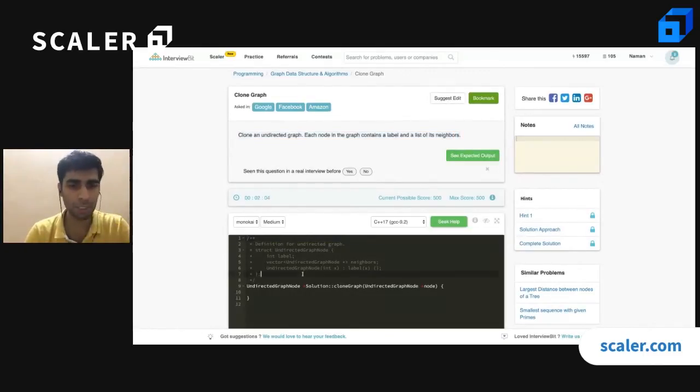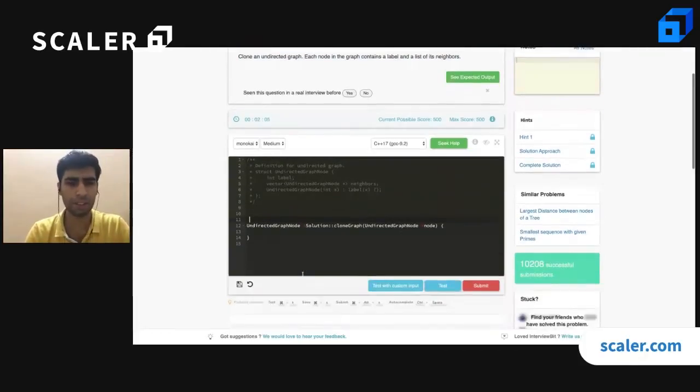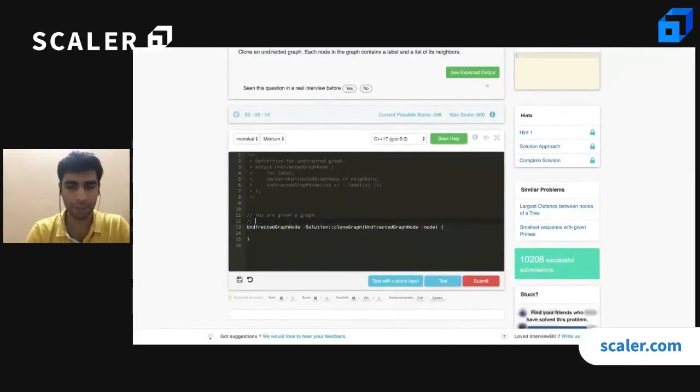What exactly the problem is that you are given a graph, and you have to clone it and make a copy of it. Make an exact copy of it using new nodes. So basically, suppose a graph has V nodes. As you all know, a graph is nothing but a collection of vertices and edges, right? So suppose a graph has V nodes and E edges. In that case, we have to create a copy of the graph with V new nodes such that they are connected in the exact same way as they are connected in the original graph that is given to us, okay?